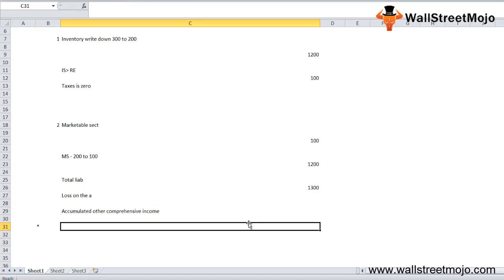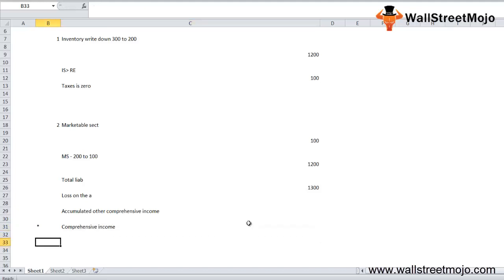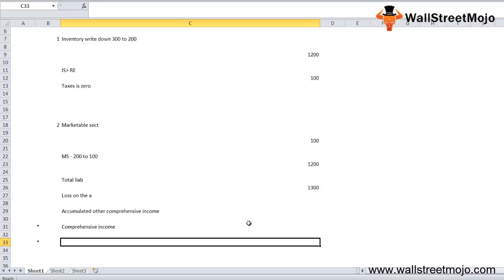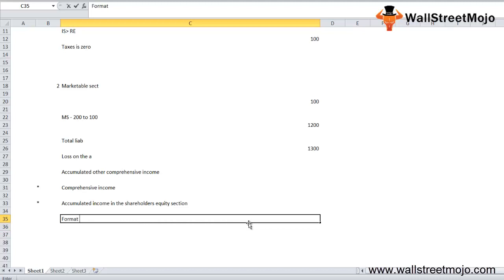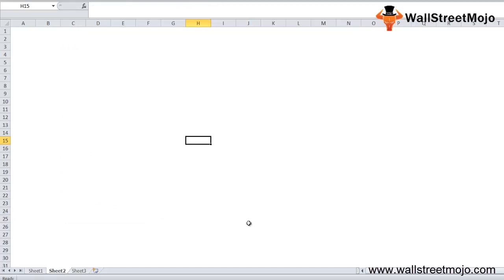First, the gains and losses on such items are not allowed to flow from the income statement and are included in the statement of comprehensive income, and the other comprehensive income for the period gets added to the accumulated income in the shareholders' equity section. Now what's going to be the format for the statement of comprehensive income? Well, comprehensive income connotes the detailed income statement where we also include income from other sources along with income from the main function of the business.